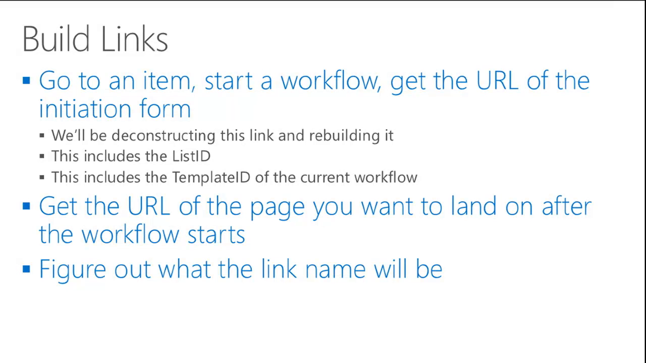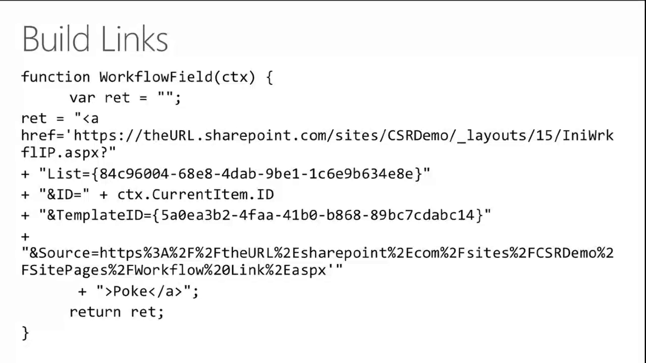So we're going to grab that link. We're going to grab the URL of the page we want to go to so we can put it in the source. And then we also need to figure out what that link is going to be called, right? So I called it poke. You might have to run through HR and marketing and figure out what the right text is that needs to show up in that button. But you need to figure that out. This is really ugly because it's hard to wrap GUID stuff.